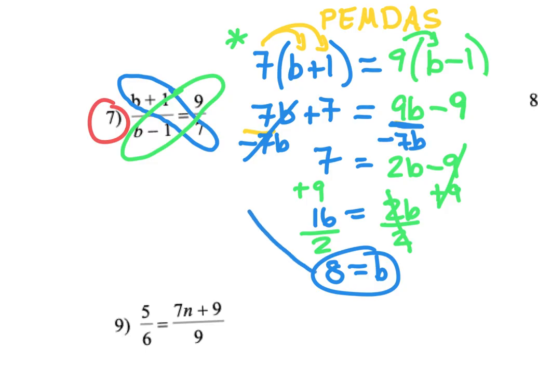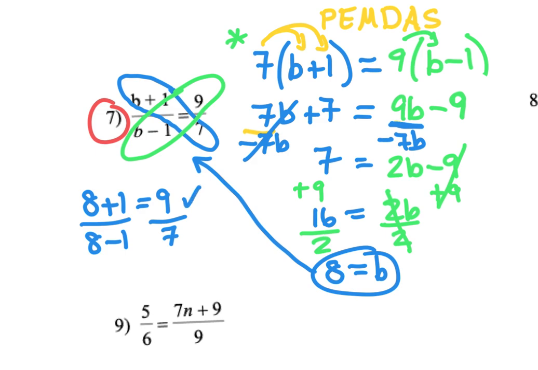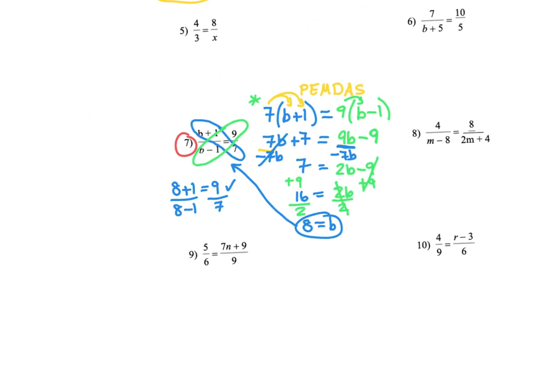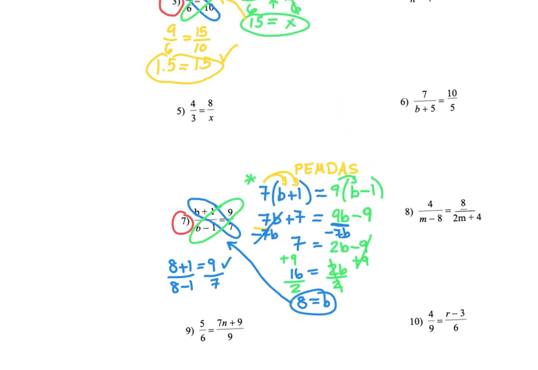But then we also need to go back here and figure out what was that proportion. So we have 8 plus 1, which equals 9. And we have 8 minus 1, which equals 7. So did we just check our answer there? We did. And I believe that we've just done the hardest one here together.